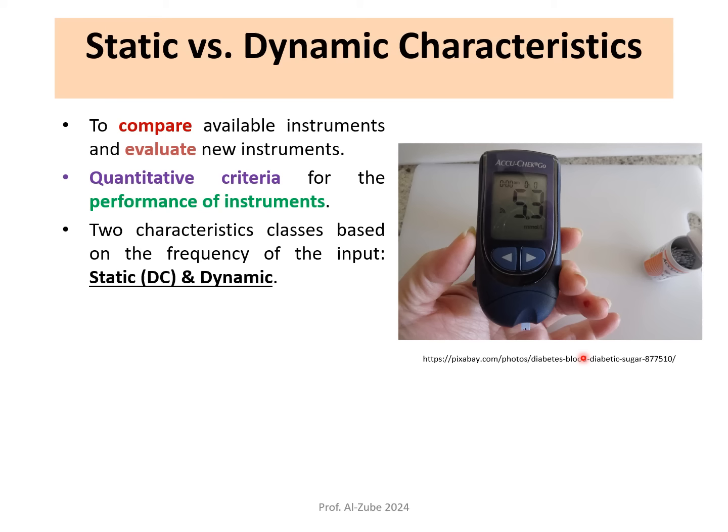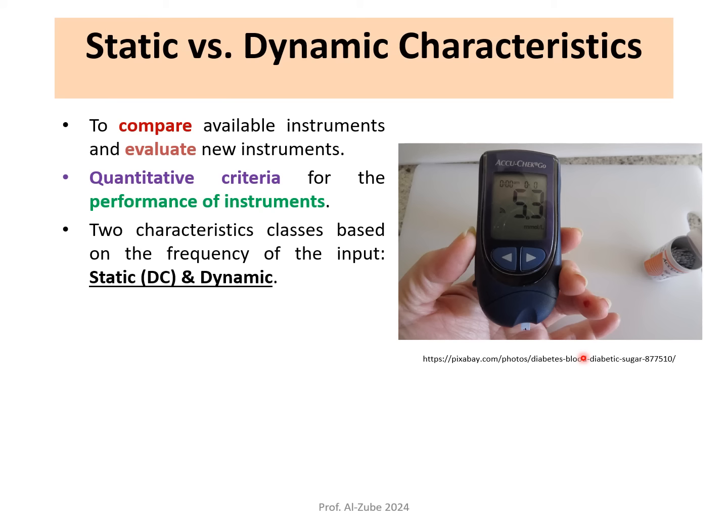We have two types, or two classes, of characteristics, and they are based on the frequency of the input, the thing that we are trying to measure. If it's static, it means it's a DC, there's low variation or zero frequency. For dynamic characteristics, the input signal has high frequency. For example, the ECG, the biopotential of the heart, has a frequency. It repeats itself, right? The EMG has a frequency. It keeps repeating. We have a signal with a frequency that changes its value. So we need to look at the dynamic characteristics for them.